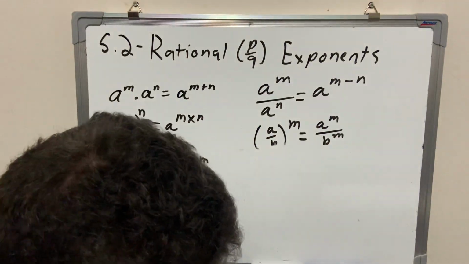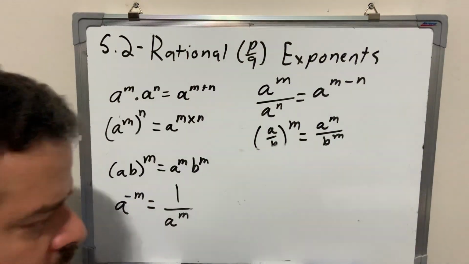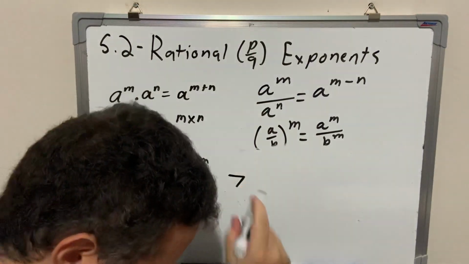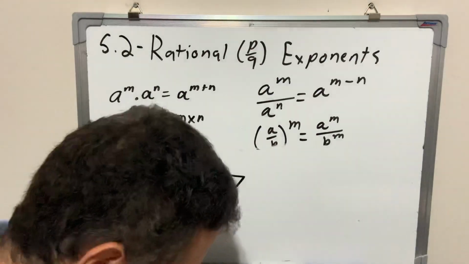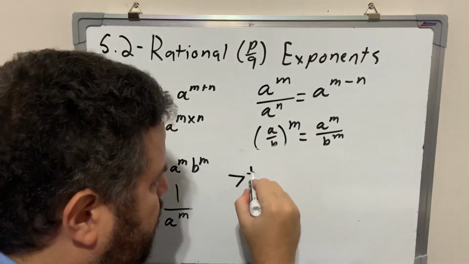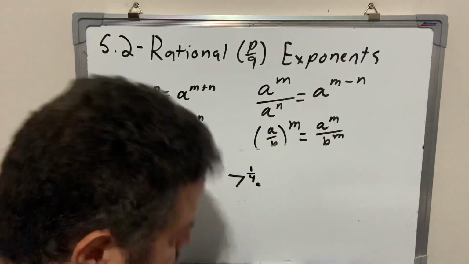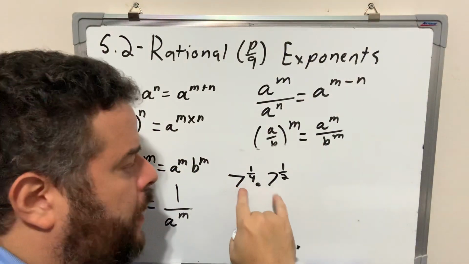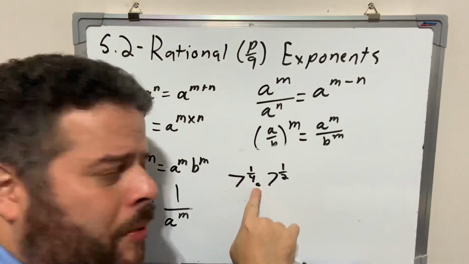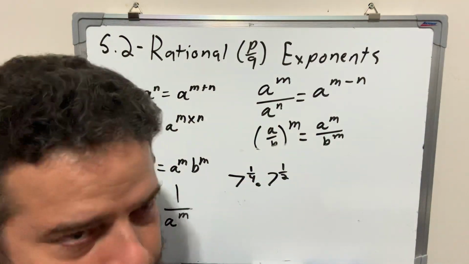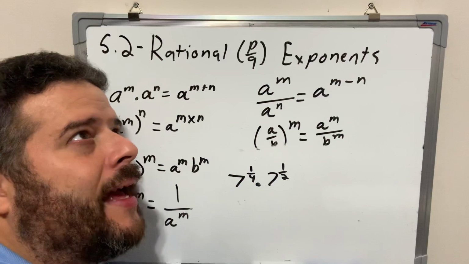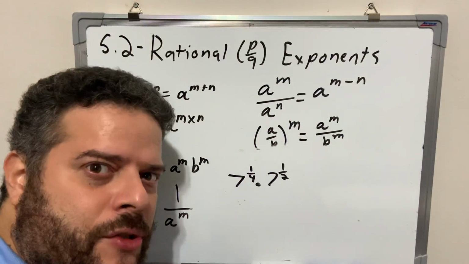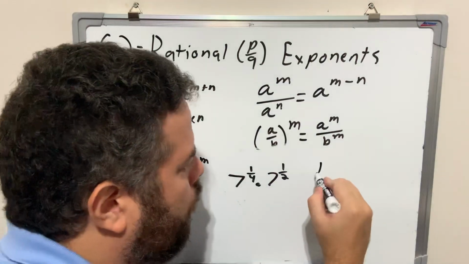Now let's go over the examples that they're giving me in example 1. Again, let's go over example A. This is page 244. So they gave me 7 to the 1/4 times 7 to the 1/2. Again, the same base that's being multiplied. When you multiply, you have to add the exponents. Oh my God, why did it have to be fractions? Save me. Add fractions. You should be able to add fractions.